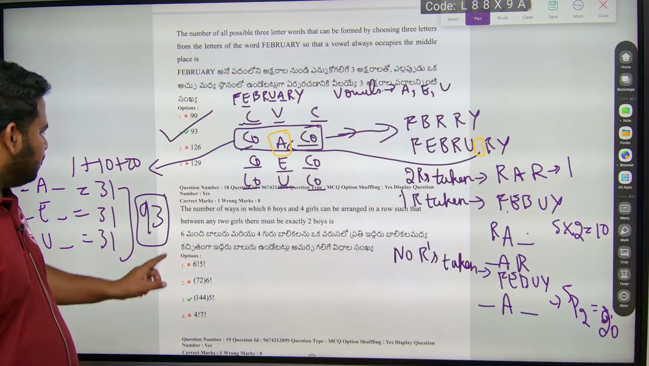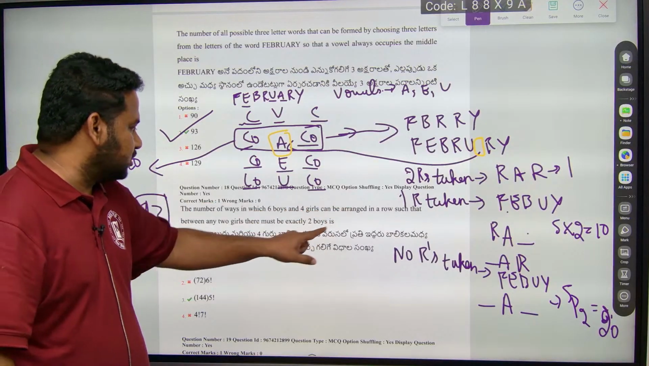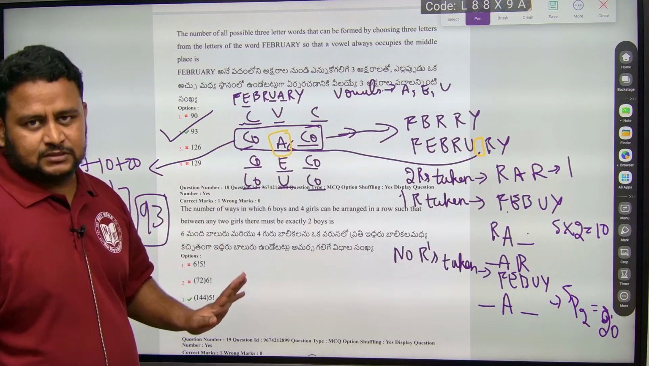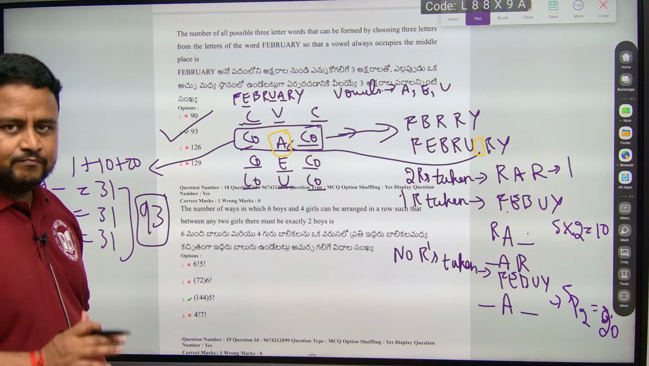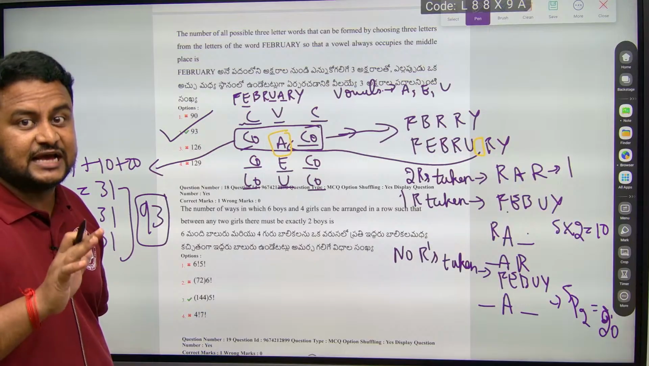So what are they telling? They are telling the number of ways in which 6 boys and 4 girls can be arranged in a row such that between any 2 girls there must be exactly 2 boys. We should arrange the 4 girls in such a way that between any 2 girls there should be exactly 2 boys, not at most or at least, exactly 2 boys.